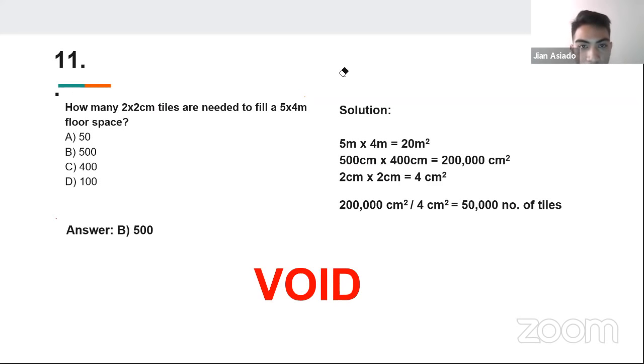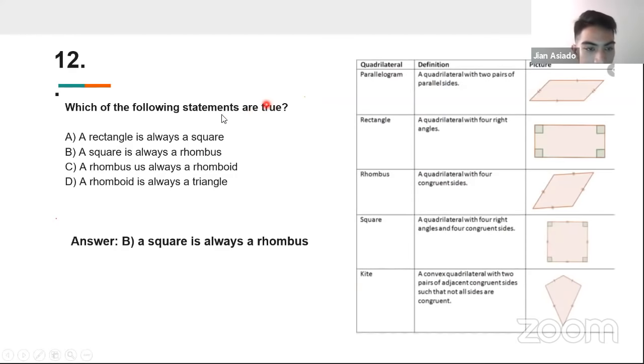Okay, next number tayo. Which of the following statements are true? Rectangle daw ay always square. Square daw lagi si rhombus. Si rhombus daw ay laging rhomboid. Then rhomboid is always a triangle. Well, okay, dito obviously mali na si letter D, kasi rhomboid, 4 yung sides niya.